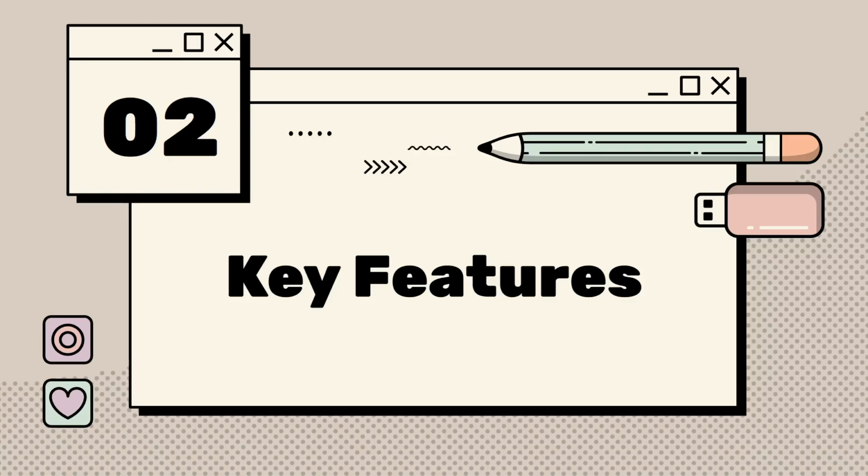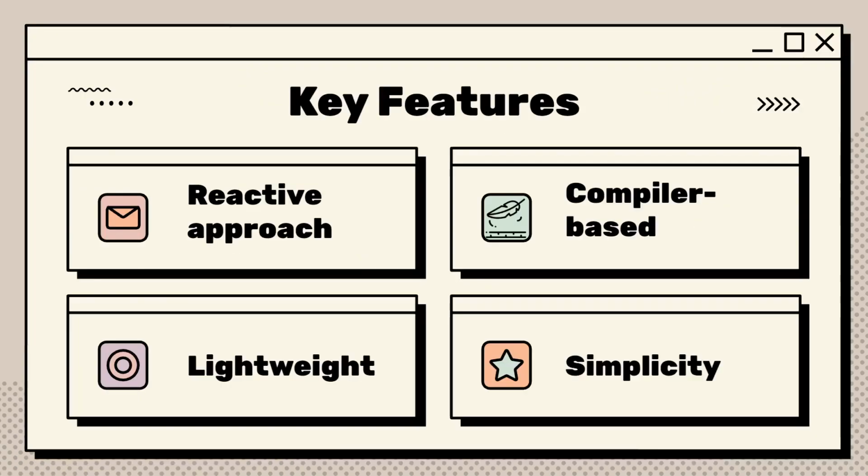Next is the key features. These are the 4 key features of Svelte. Svelte took the reactive approach, which means that Svelte is reactive, so it can update the UI automatically in response to changes in the application state. It is compiler based, which means that Svelte compiles the application code into optimized JavaScript at build time, rather than relying on a runtime library or virtual DOM to update the UI. So this results in smaller bundle sizes and also faster performance.